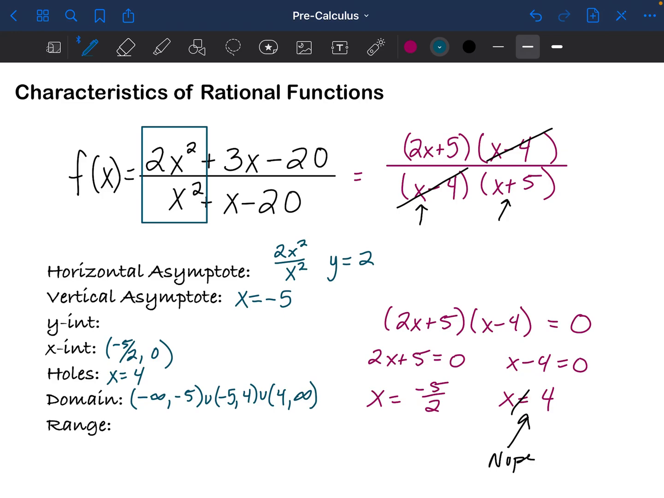The y-intercept, I'm doing this a lot out of order, but it's how my brain works. The y-intercept is when x equals 0. So if x equals 0, well then that goes away, and that goes away, and that goes away, and that goes away. So we'd have negative 20 divided by negative 20. So it looks like our y-intercept is at 0, 1.